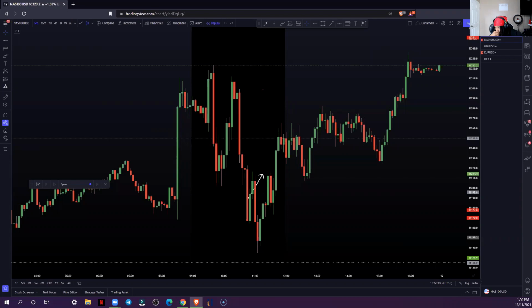So if the body closed in the demand box, that makes the box invalid? No. If the body closed in a demand or supply box, it doesn't matter, as long as it's not breaking out of the bottom.